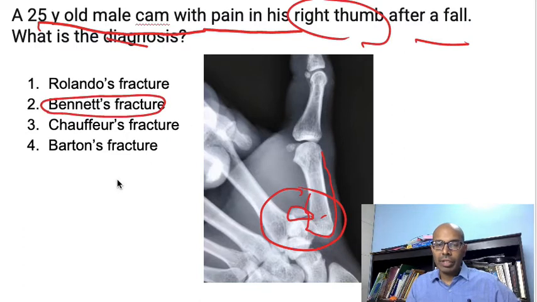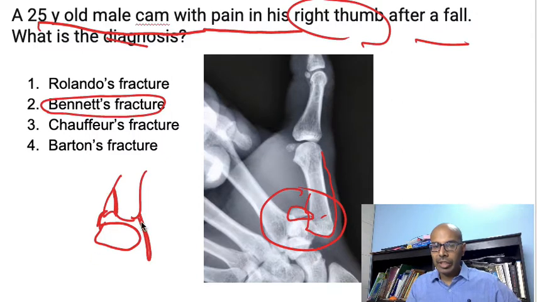What is a Rolando's fracture? I'll just show you an image later on. So this is the base of the metacarpal and this is the trapezium. Bennett's fracture is where there is a fractured triangular piece of bone here along with the ligament. It is attached to the APL tendon, and therefore it gets subluxated, just like how it has happened here. Rolando's fracture is an intra-articular fracture.